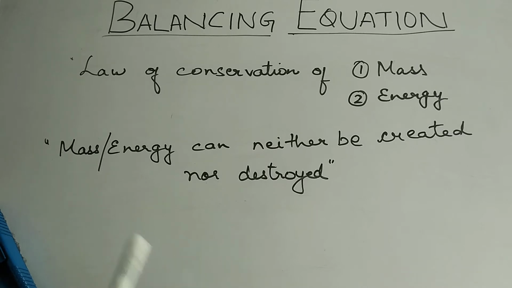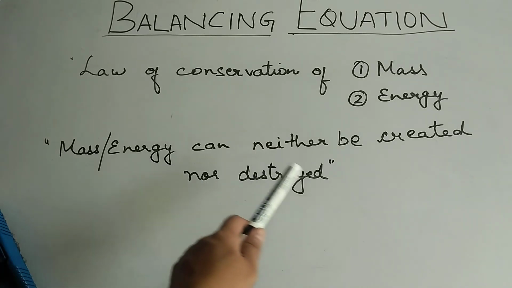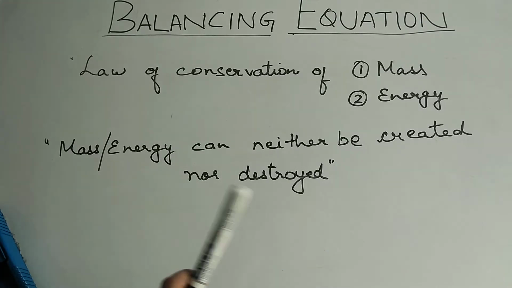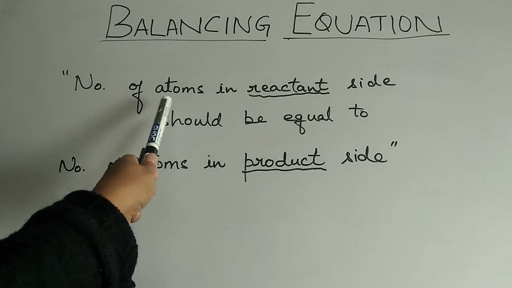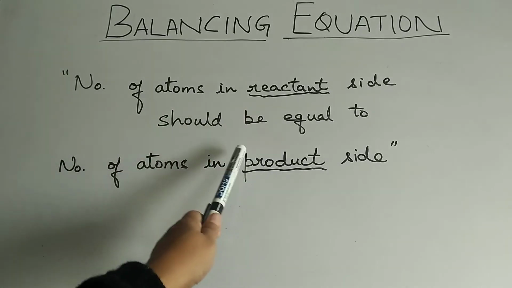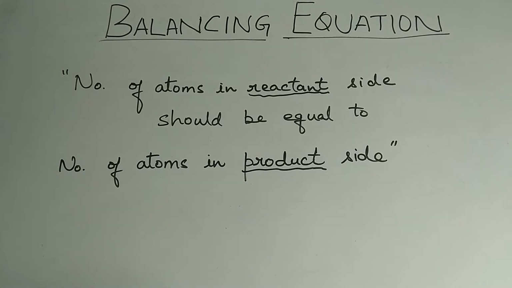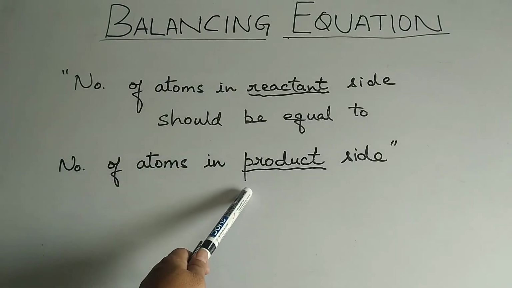Now these two laws say that mass or energy, depending upon whatever we are talking about, can neither be created nor destroyed. So in order to satisfy this, this is what needs to be done when you are balancing an equation. The number of atoms on the reactant side should be equal to the number of atoms on the product side. So once you have written the equation, you have to equalize the number of atoms on the reactant side and on the product side.